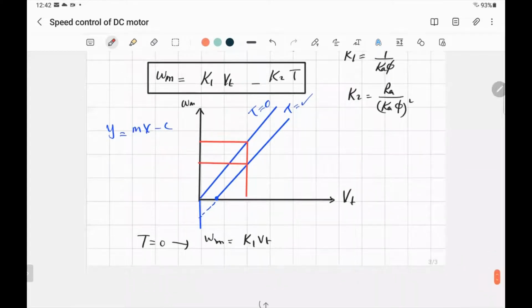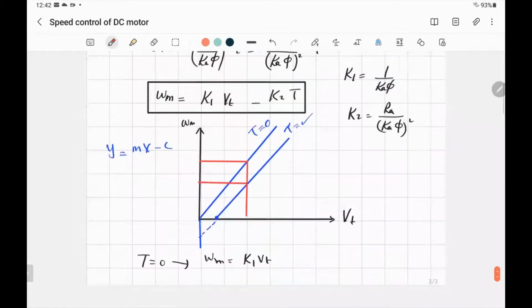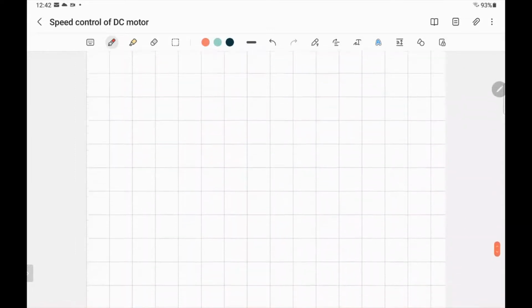Let's now go to the second method. How can I control the speed? By changing the field and keeping the terminal voltage constant. Call it field control.